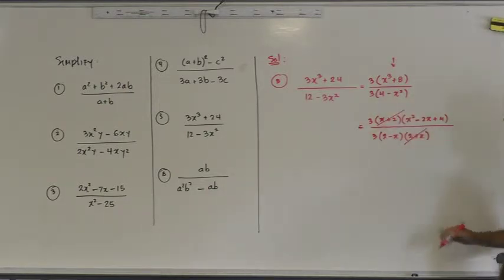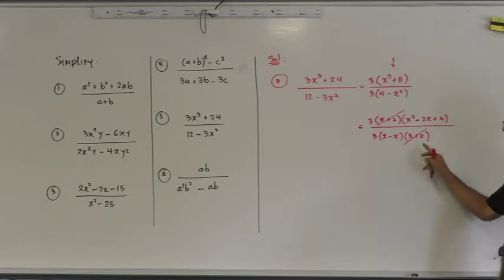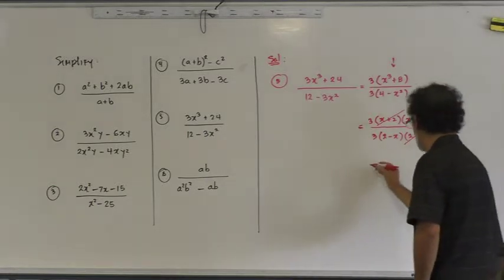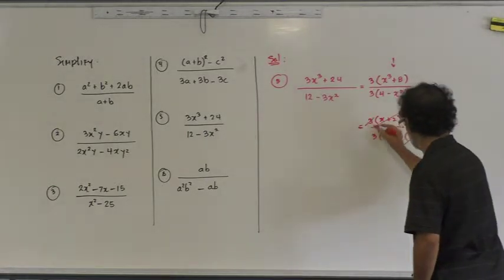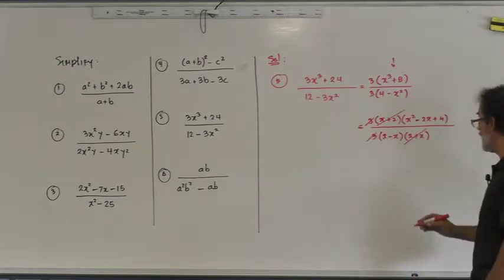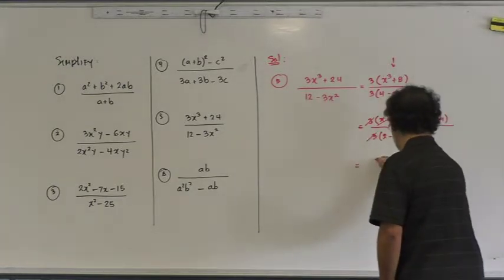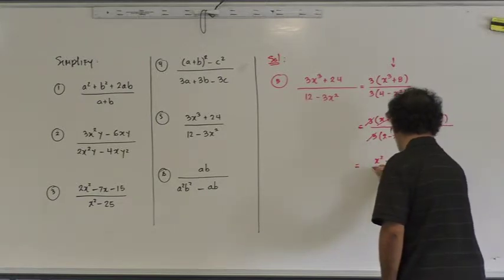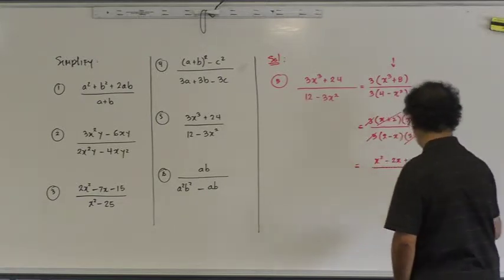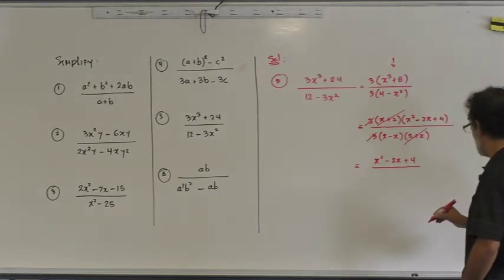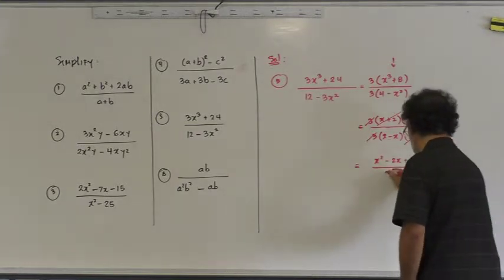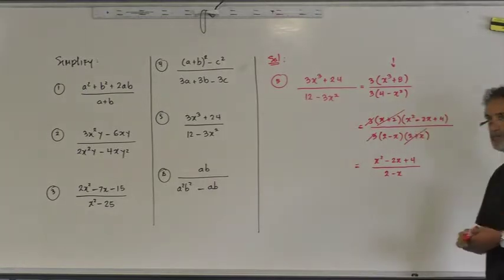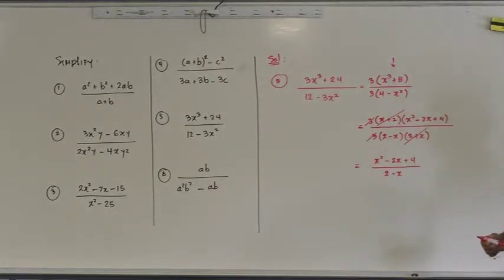Because x plus 2 is obviously the same as 2 plus x. So at the end, we can also simplify 3 and 3. So the final answer is x squared minus 2x plus 4, and then over 2 minus x, like that. All right?